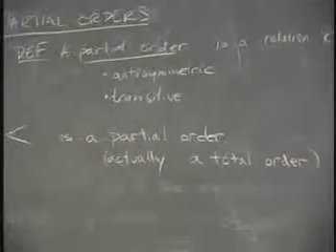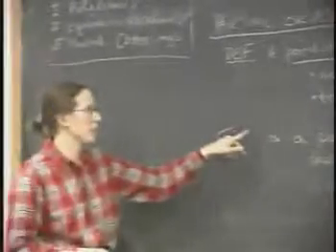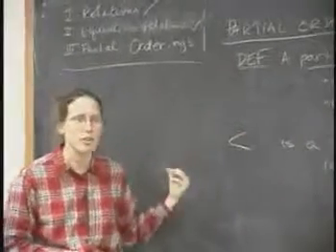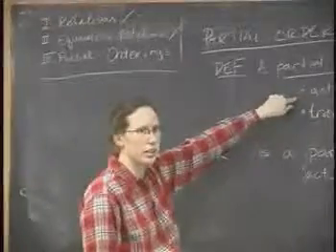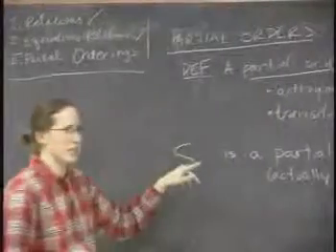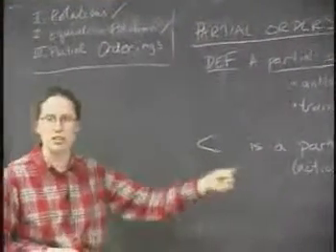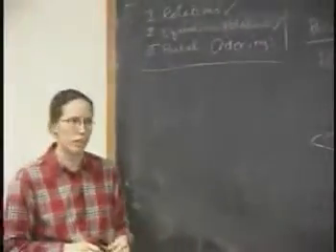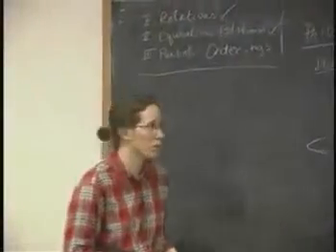So less than is a partial order simply because, well, if A is less than B, then B is not less than A, it's greater than A. And so it's antisymmetric. And it's transitive because if A is less than B and B is less than C, then A is also less than C. So it satisfies both these properties, so it's a partial order.